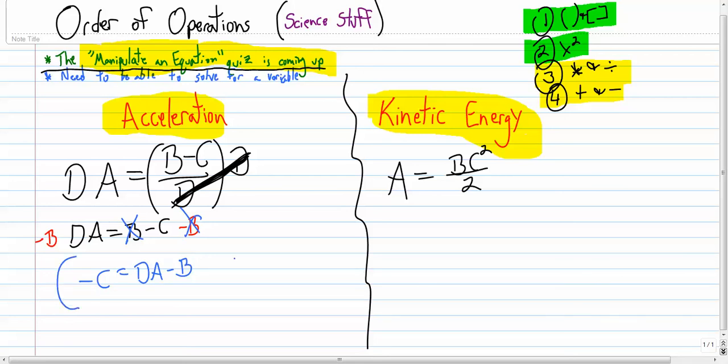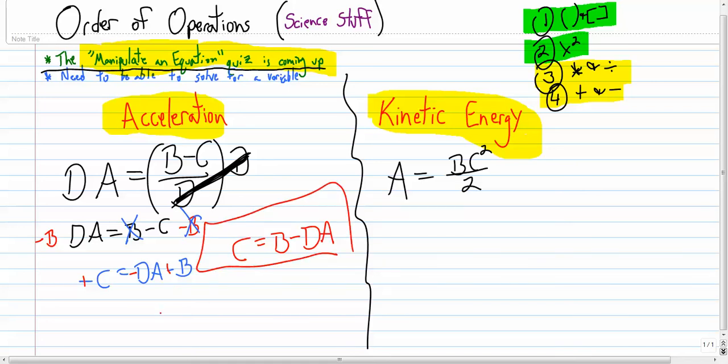So if I multiply everything by negative 1, basically what I'm doing is switching the signs of everything. So what I end up with for my final equation is this becomes positive, that becomes positive, this becomes negative. So I'm going to write C equals B minus dA. I suppose I could have written C equals negative dA plus B, but I like this way better.